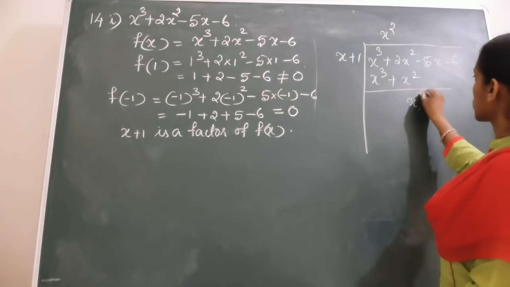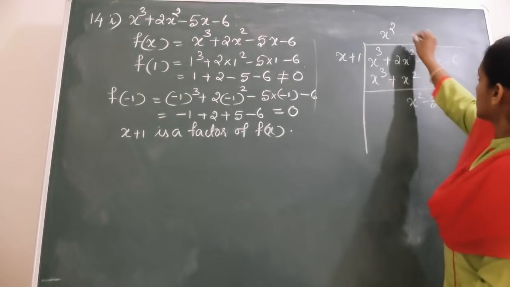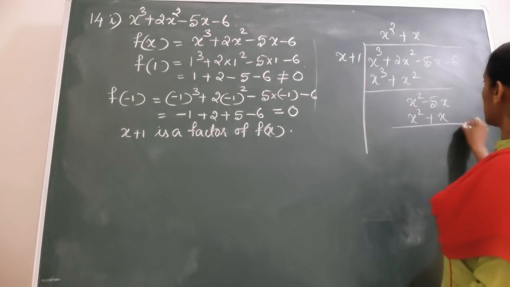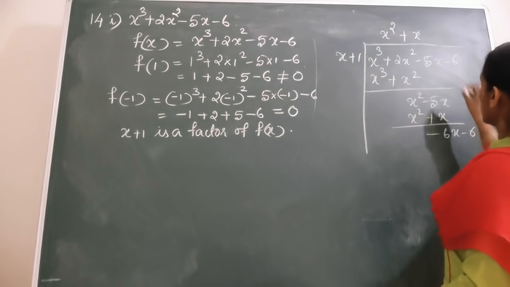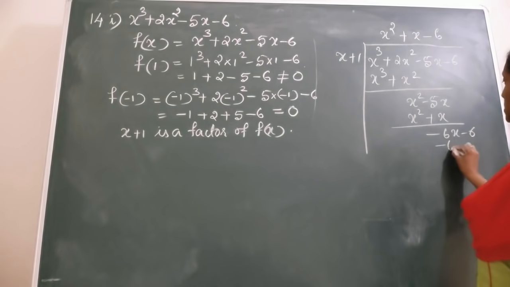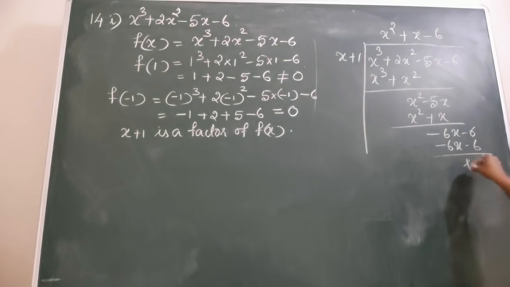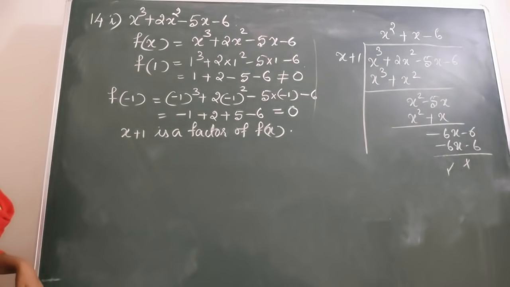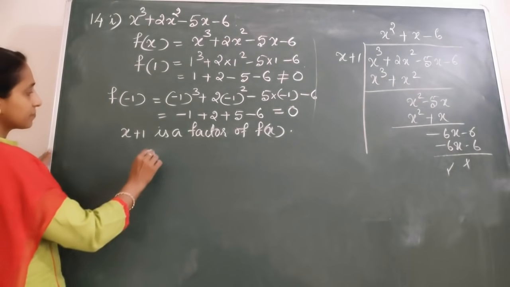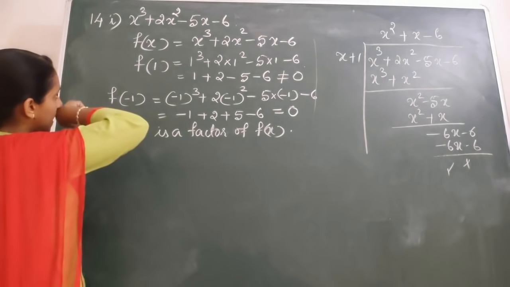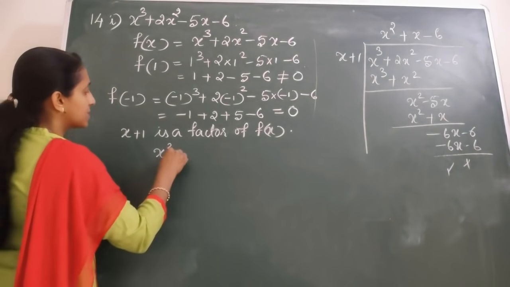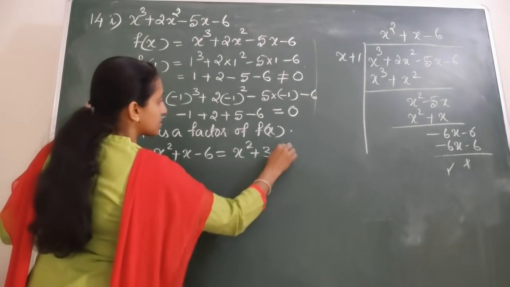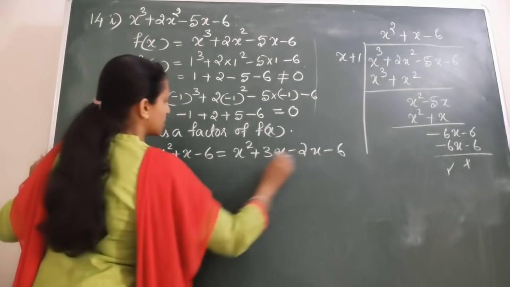Subtracting, you are getting x square minus 5x plus x square plus x, you are getting minus 6x minus 6. So minus 6x minus 6 will be the remainder, and you are getting the remainder as 0. So what is the quotient we got there? X square plus x minus 6, that is equal to x square plus 3x minus 2x minus 6.